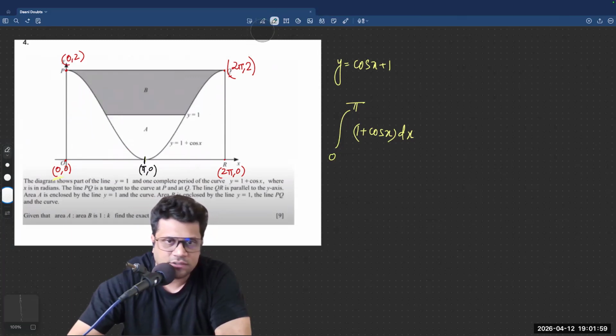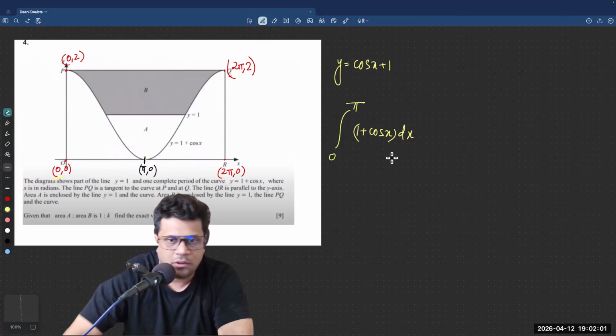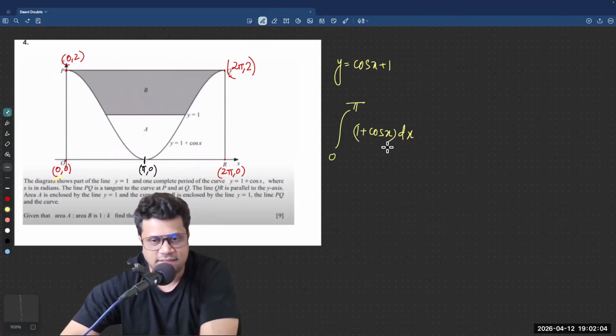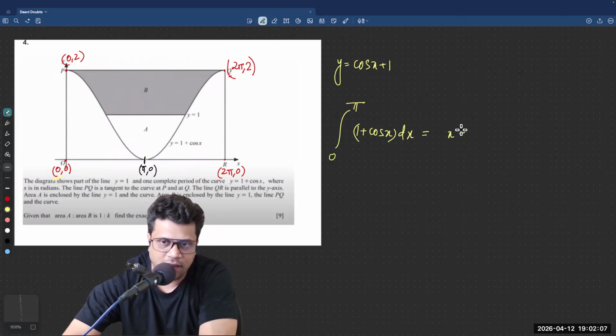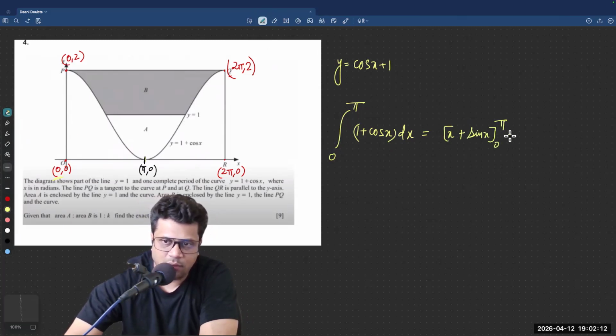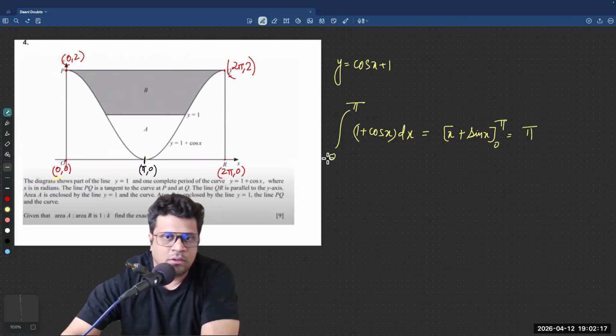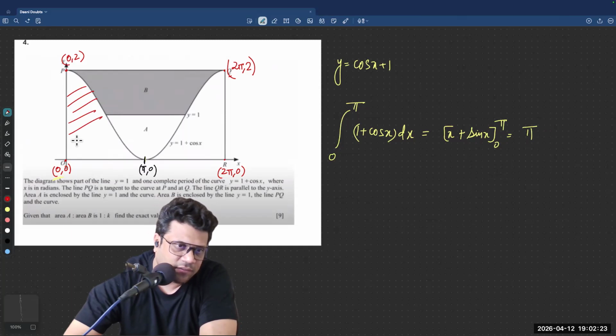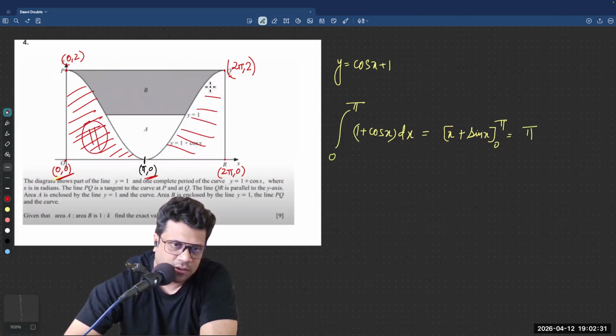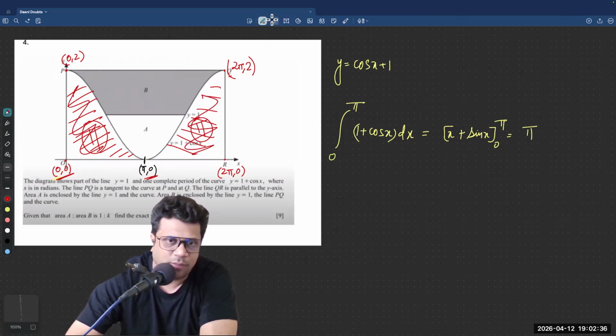Okay, so let's go. You go 0 to pi, 1 plus cos x dx. Well, that becomes x plus sine x between 0 and pi. That comes out to be pi only. Okay. Now, this area, the curve integrated between 0 and pi, comes out to be pi units. Of course, this one will also be pi. So this one and this one added, it's 2 pi.